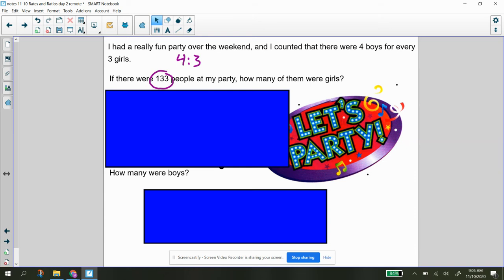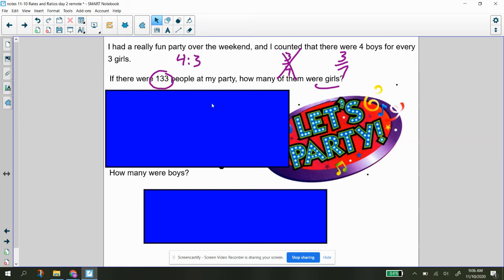That's boys and girls combined. So I'm actually going to set up my ratio here, where if we're trying to find how many girls there are, I'm not going to set it up as a 3 to 4 ratio, because that's girls to boys. I'm going to set it up as a 3 to 7 ratio. How'd I get that 7? Well, I know if 4 boys and 3 girls are coming to my party, it's going to be a great party, by the way. I know that that means that 3 out of every 7 total people are girls.